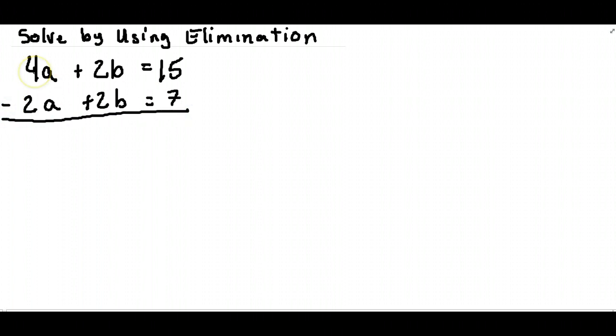So what we do is we line them up. We have 4a plus 2b equals 15. Underneath that, we have 2a plus 2b equals 7. And so we subtract our like terms. We subtract our a's, and then we subtract our b's, and then we subtract the numbers on the right side of our equal sign. So let's look at our a's, our first terms of each of these equations. We have 4a minus 2a, and that gives us 2a.